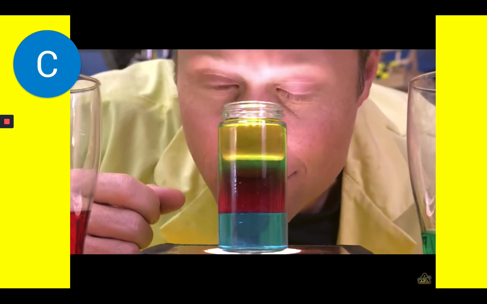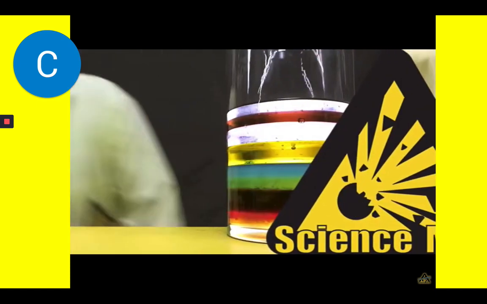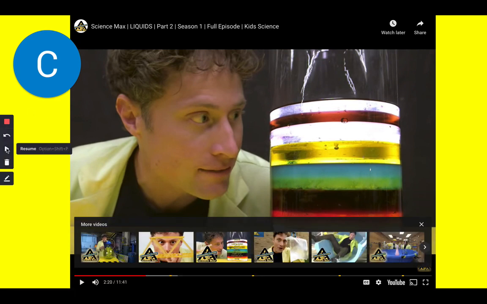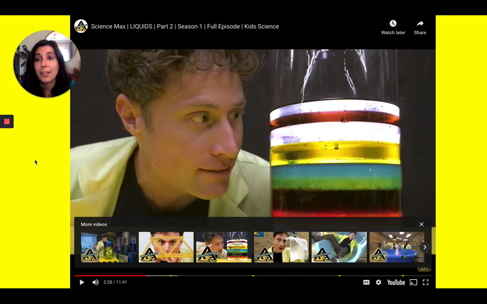Liquid densities. Now, let's max it out. Ta-da! The longest... All right, we'll come back to Science Max later to see how he maxes out this experiment.